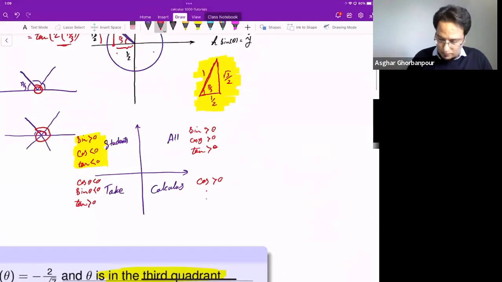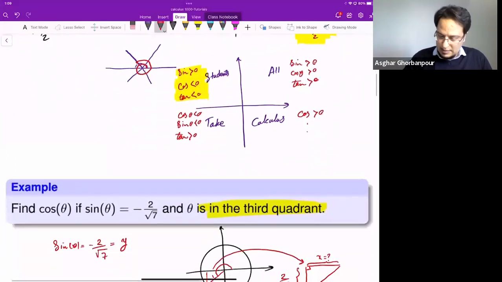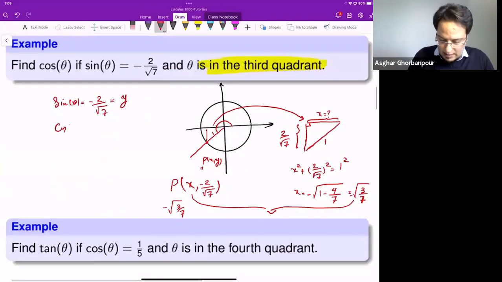That means I have found cosine theta, which is negative, which is x. I found x is -√3 over √7.